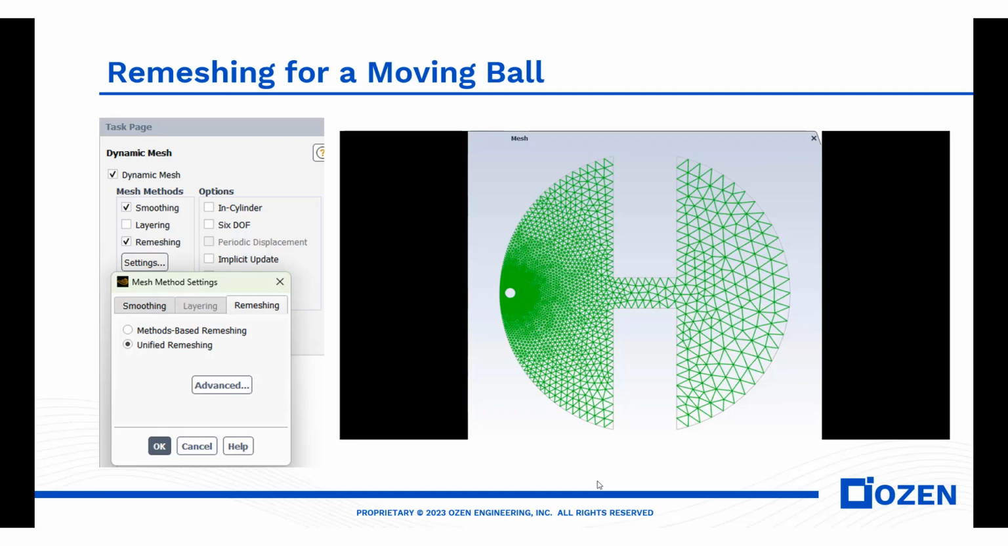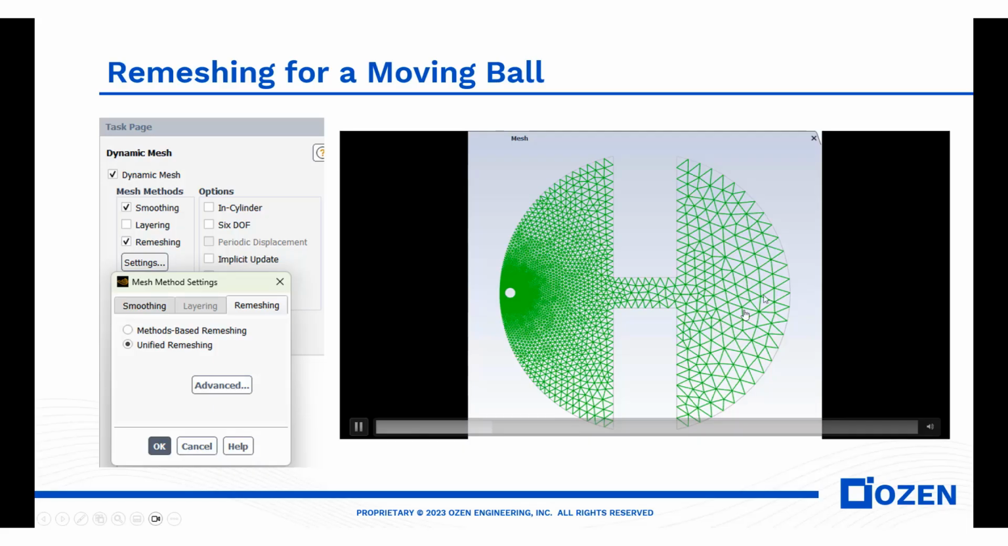The last example is about remeshing. As I said, usually we use remeshing and smoothing together. For the remeshing, I use the unified remeshing option here. The problem is that in this domain, the ball is moving horizontally from left to right, and you see that wherever we have the mesh, we have refinement around the mesh, and as the mesh is moving toward the right, the refinement also moves toward the right.